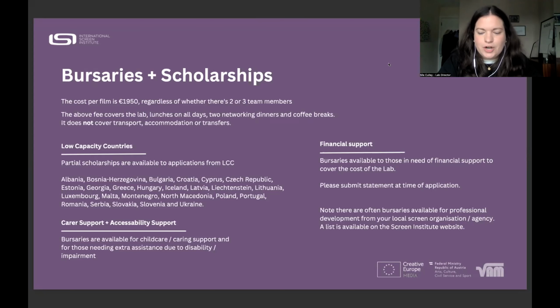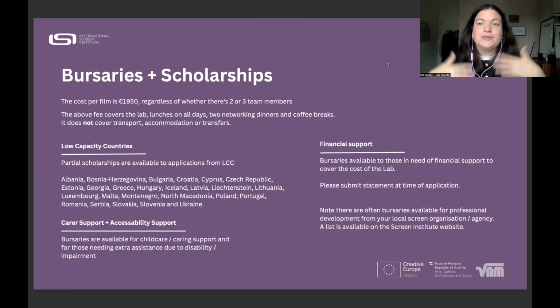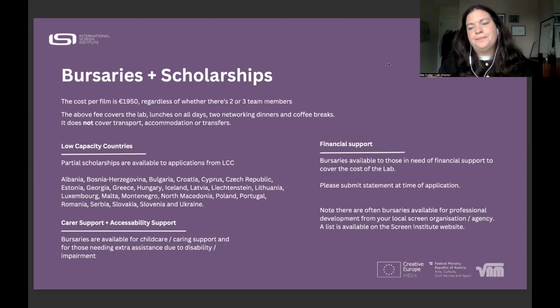We would also encourage you to reach out to your development, upskilling or national screen agency skills bodies. They all have the word skills in it. Basically, any national agencies who have budgets to support their local filmmakers to attend labs, training opportunities, festivals and that sort.